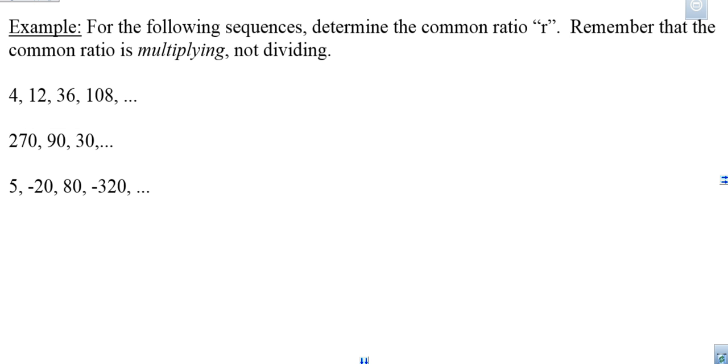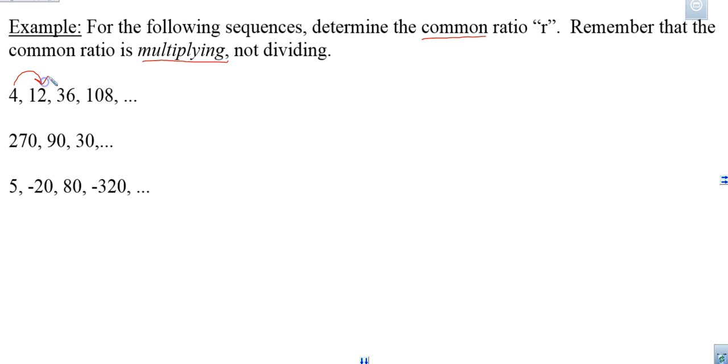So for these sequences, we're going to determine the common ratio r. And remember, because it says common ratio, this number has to be the same throughout the whole sequence or else it's not geometric. One thing to keep in mind as well, the common ratio is multiplying, but it's not dividing. So we'll take a look at that.